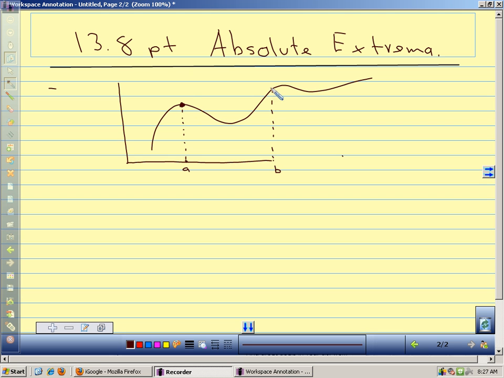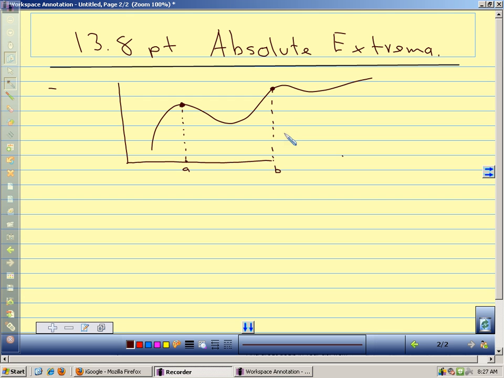We have to think about the endpoints of our interval, because our function can take an absolute maximum or minimum on the endpoints as well. So it has a relative minimum here, but our absolute maximum is going to be here at our endpoint, even though that's not necessarily a critical point.